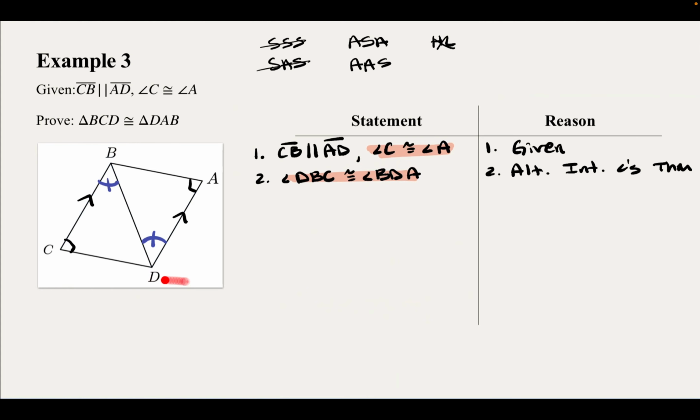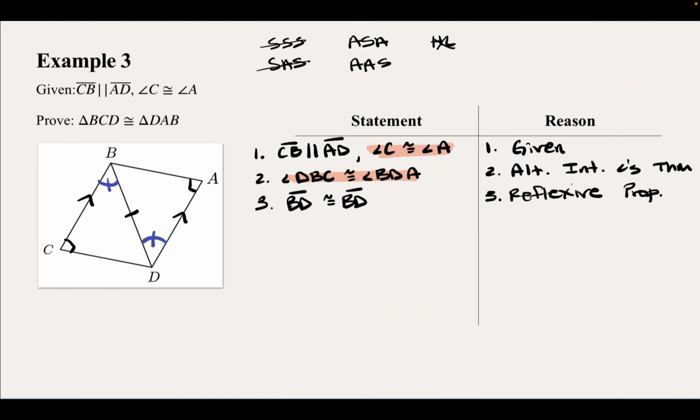Now I'm going to go into my diagram. What can you notice in your diagram? BD is shared between those two triangles, and it's a non-included side. So I can say that BD is congruent to itself. How do I know that something is congruent to itself? That's reflexive property.